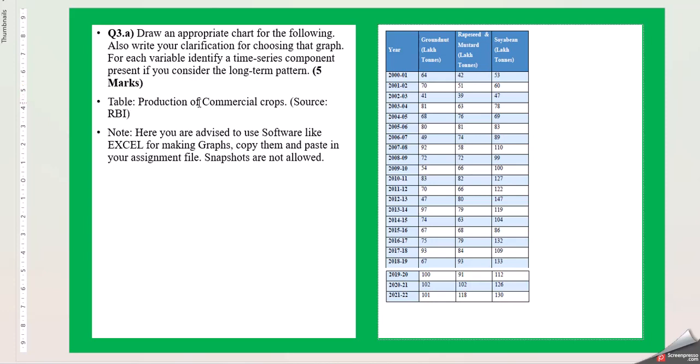Table source: production of commercial crops from the RBI. Note, here you are advised to use software like Excel for making the graph. Copy them and paste them in your assignment file. Snapshots are not allowed. So this is a very clear instruction. Obey these instructions for scoring well.